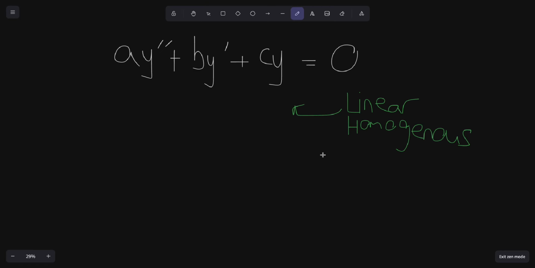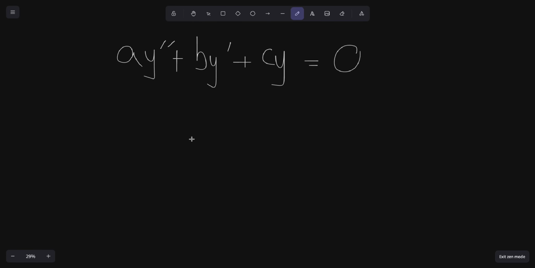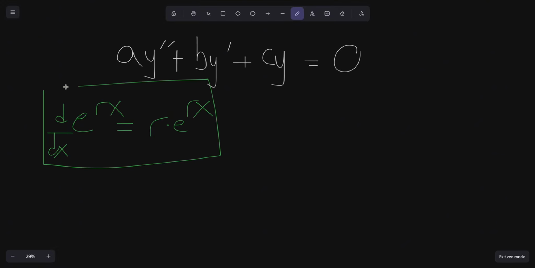And so in order to solve this equation, I'm going to use a very, very handy trick. I'm going to take advantage of the fact that the derivative of e to the x is equal to e to the x. And the derivative of e to, let's say, rx, is just going to be r times e to the rx. This is the thing that I'm going to be taking advantage of when I'm trying to solve this equation.